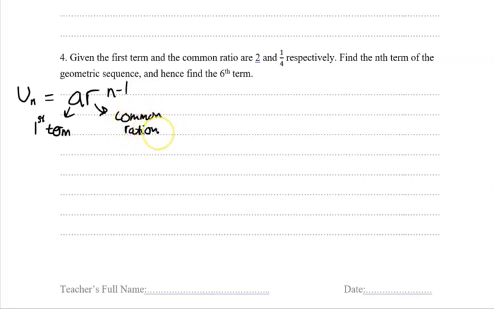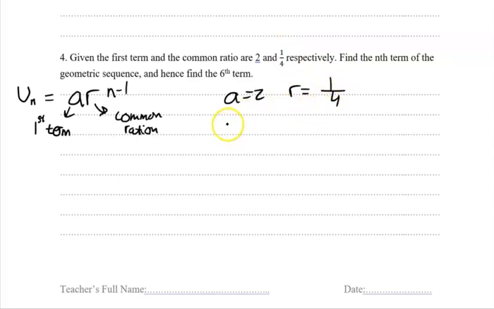Now in the first question we saw how we work out the common ratio. So if you're given a sequence, you divide a term by the previous term to find the common ratio. And here the first term is of course the first number in the sequence. In the question they've given us the first term. So a is going to equal 2 and r is going to equal 1 over 4.